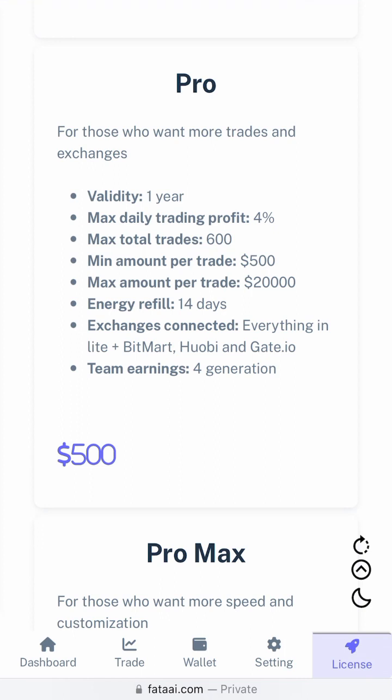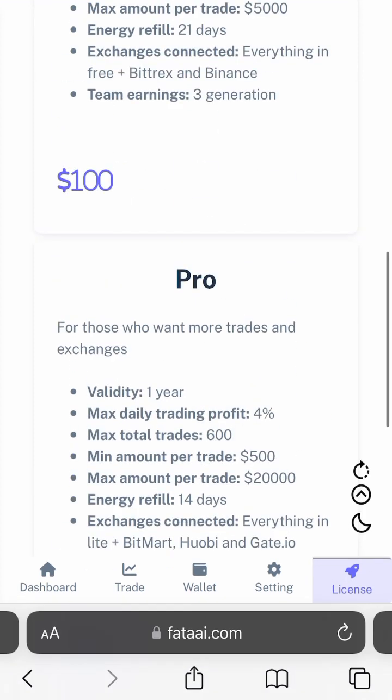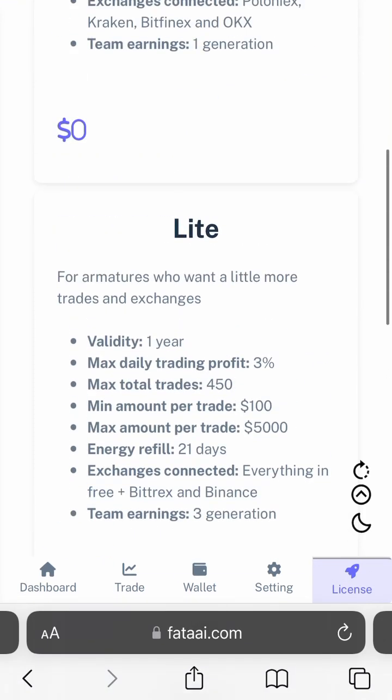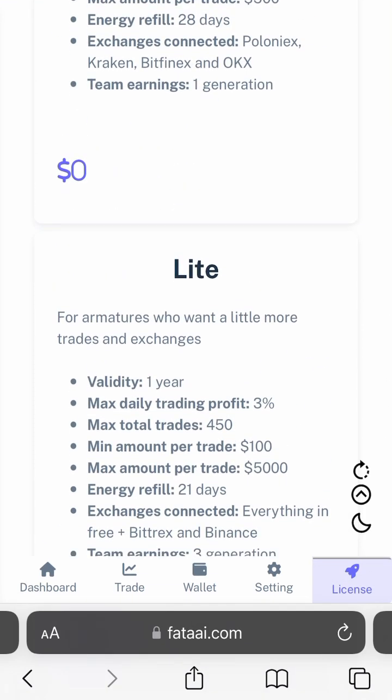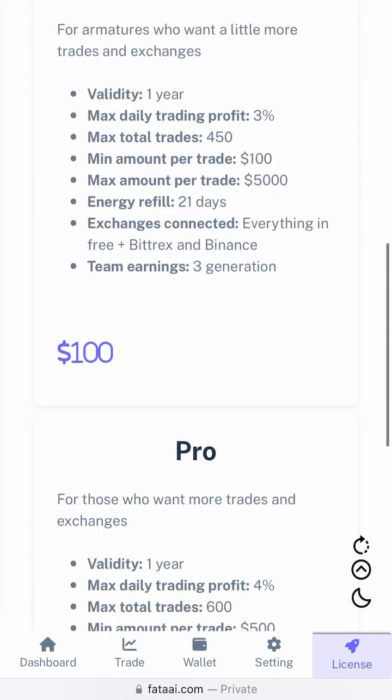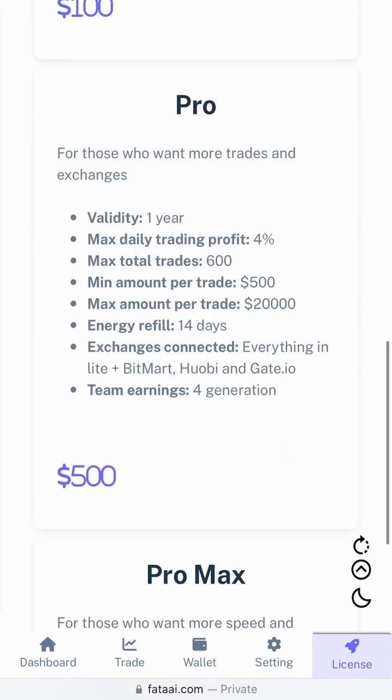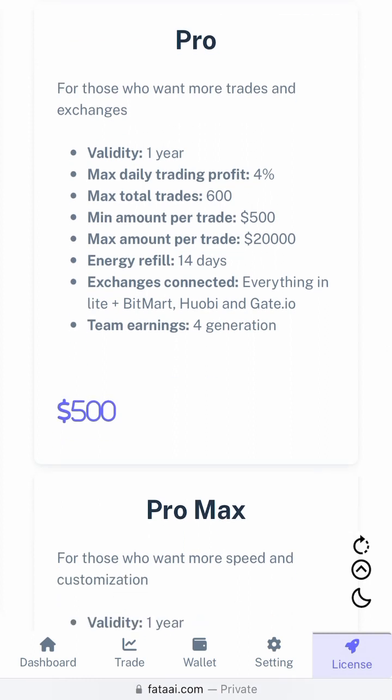They are reducing. So here, everything in the exchanges, these 4 exchanges: Poloniex, Kraken, Bitfinex, OKX, Bittrex, Binance, Bitmart, Huobi, and Gate.io. Here you are going to earn up to 4th generation. 4 generations, that's what you can earn from.